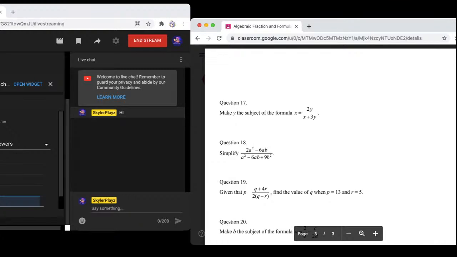Okay, and then we add the fraction together again. When we add the fraction, is that okay? 3y, 6y, 4y.